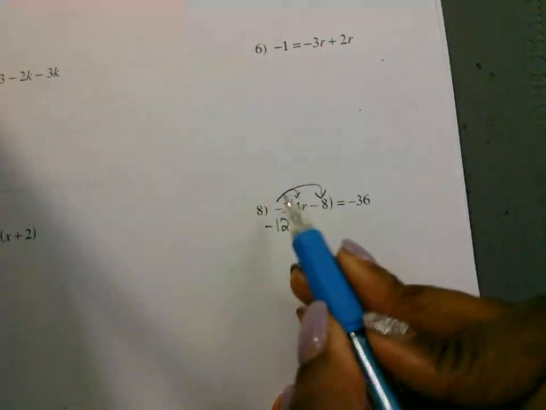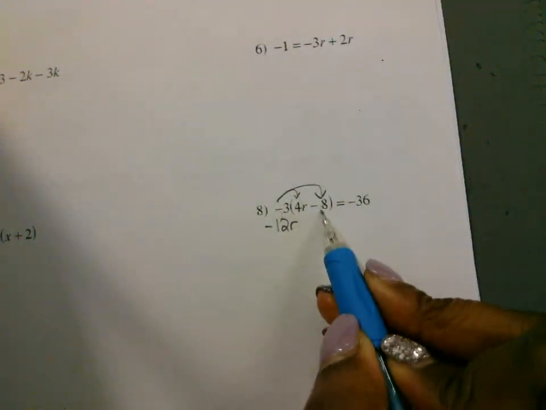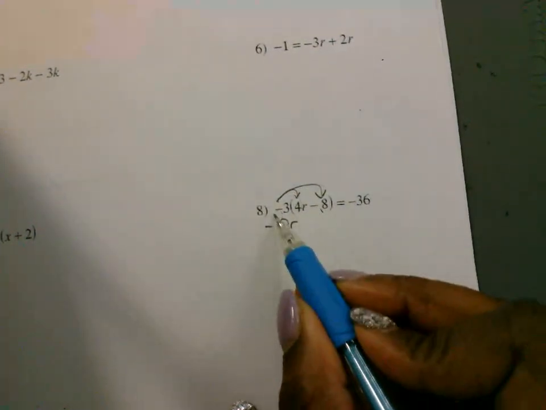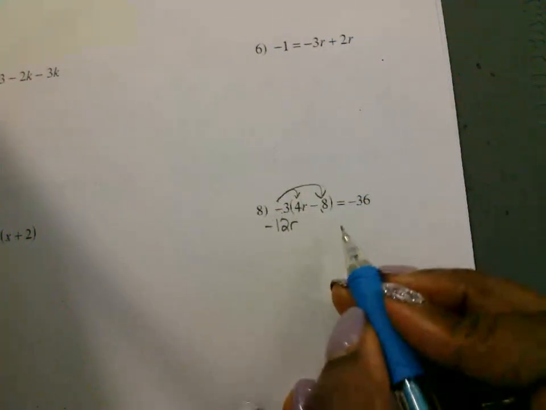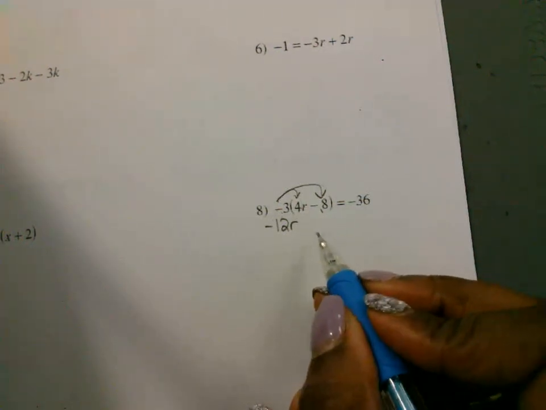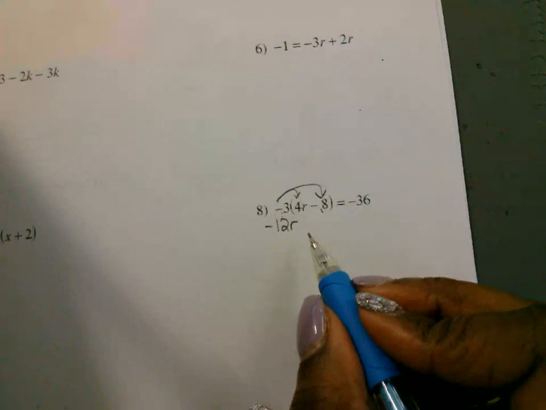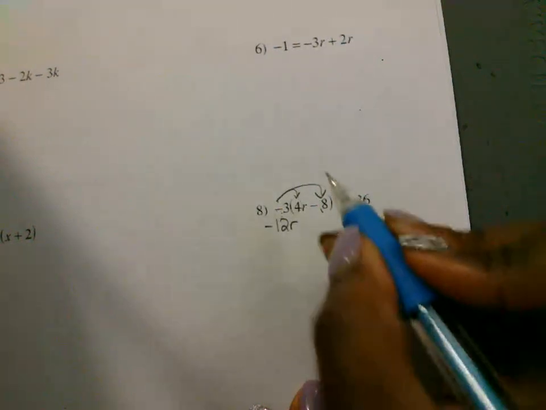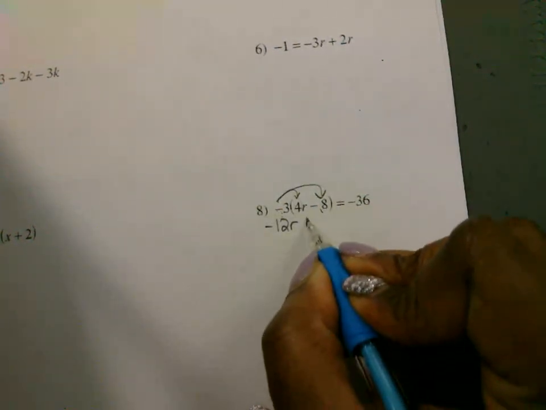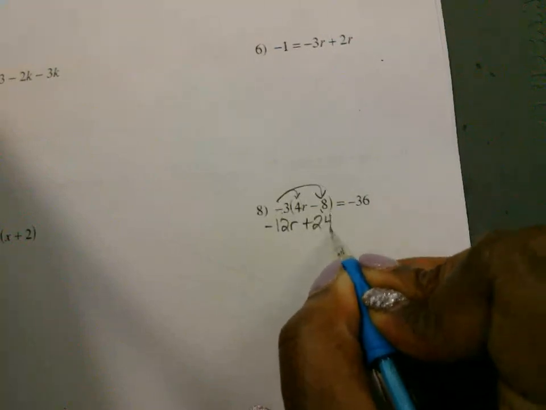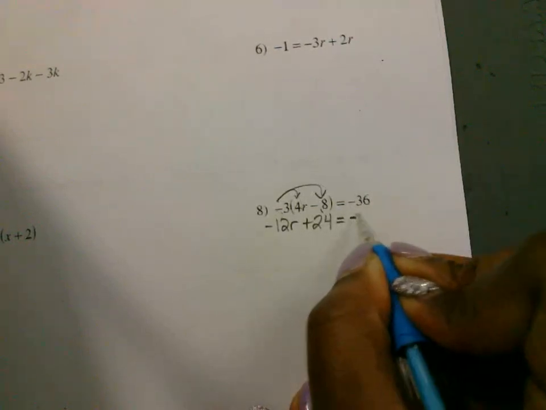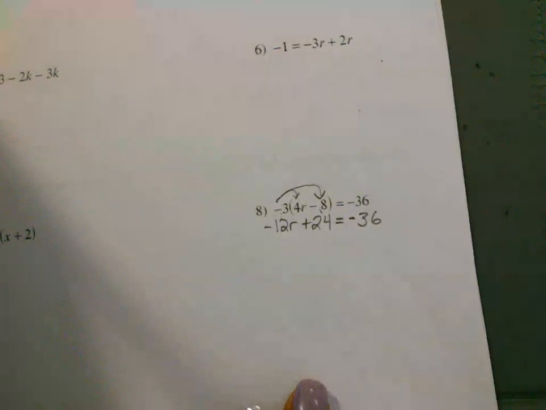Let's multiply negative 3 times a negative 8. If you've forgotten, type it in. What's negative 3 times a negative 8? Type it in if you forgot. Say again, somebody said? Positive or negative? Positive. Bring down the equal sign. Bring down the negative 36. So distributive property is first.